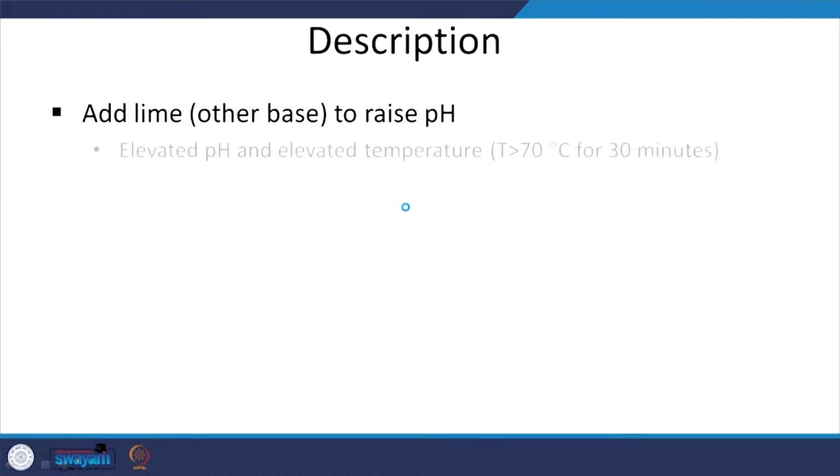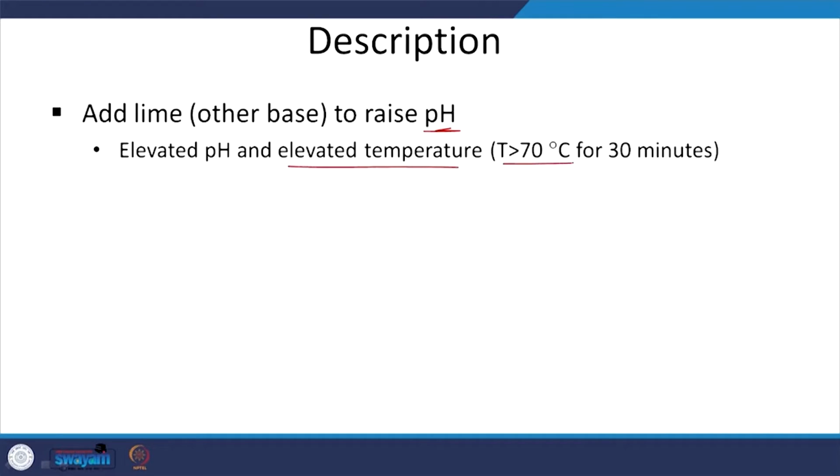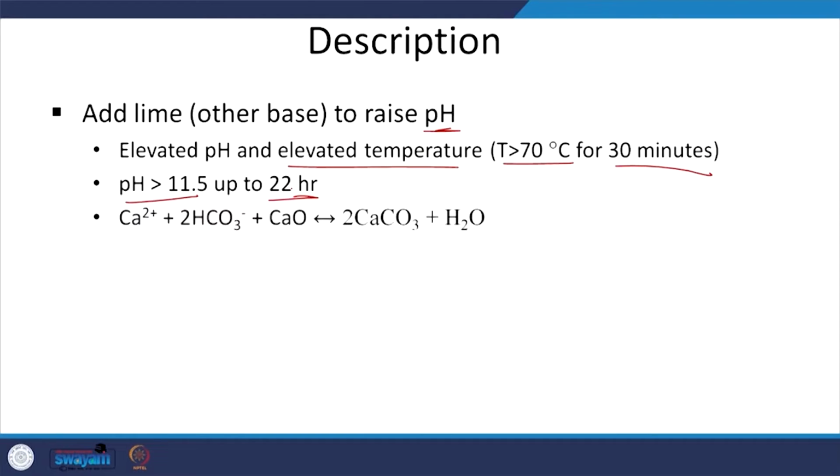So, we are trying to add lime. When we add lime, obviously, we typically increase the pH, and then we are going to increase the temperature T to a pretty high value for around 30 minutes, right. And at pH 11.5 for up to 22 hours, let us say, right. So, we are going to increase the temperature and the pH.